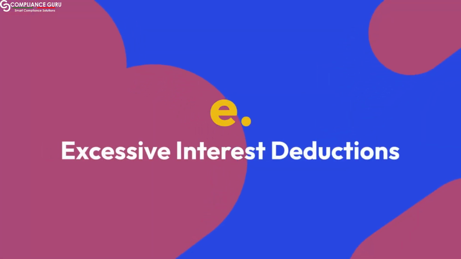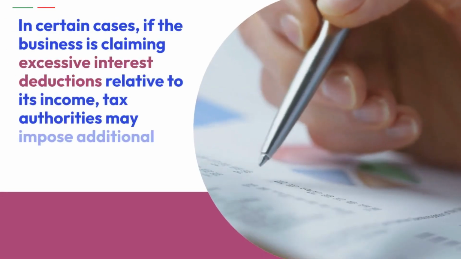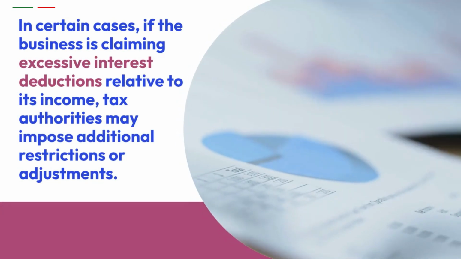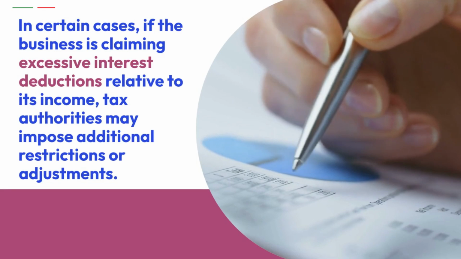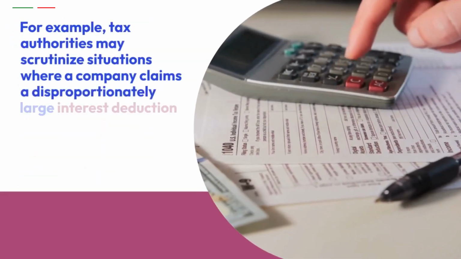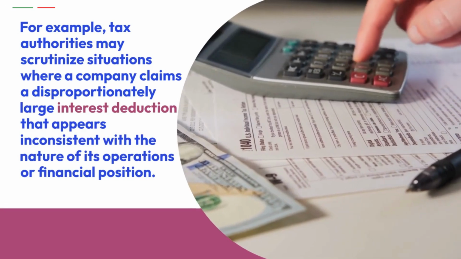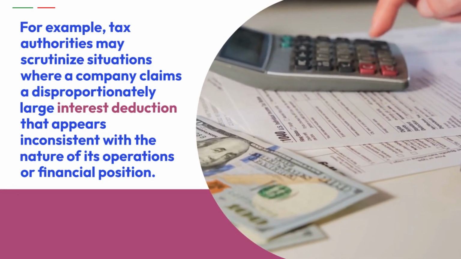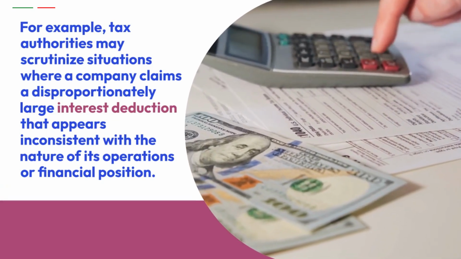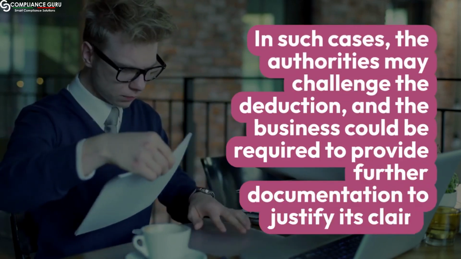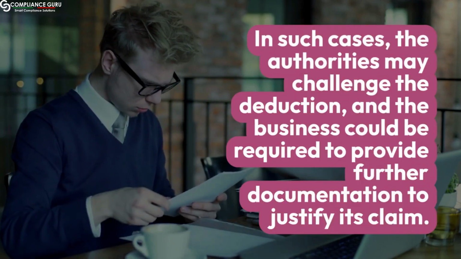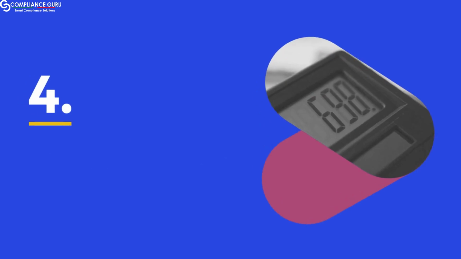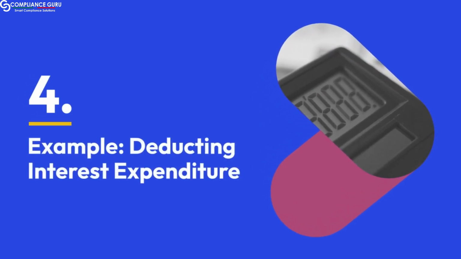E. Excessive interest deductions. In certain cases, if the business is claiming excessive interest deductions relative to its income, tax authorities may impose additional restrictions or adjustments. For example, tax authorities may scrutinize situations where a company claims a disproportionately large interest deduction that appears inconsistent with the nature of its operations or financial position. In such cases, the authorities may challenge the deduction, and the business could be required to provide further documentation to justify its claim.